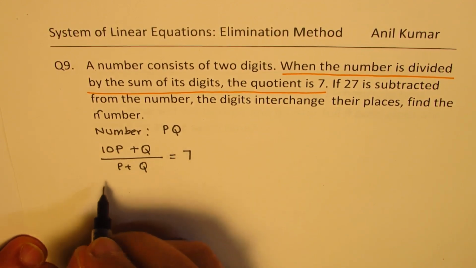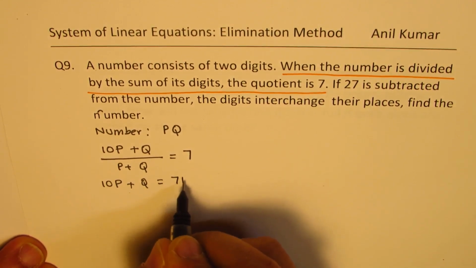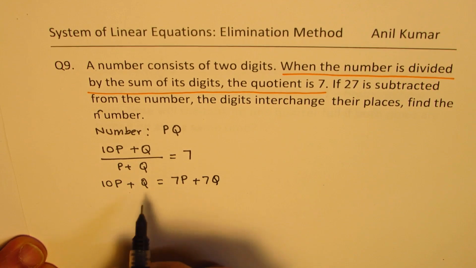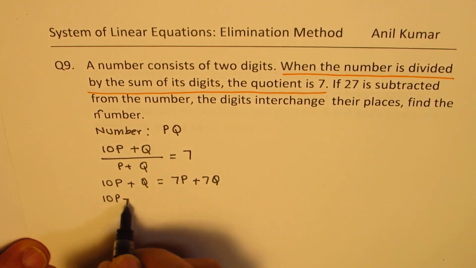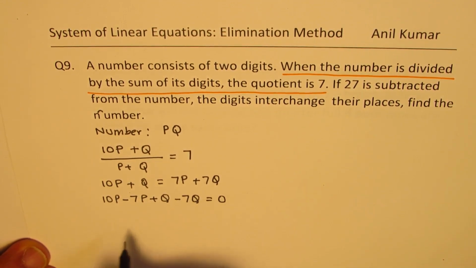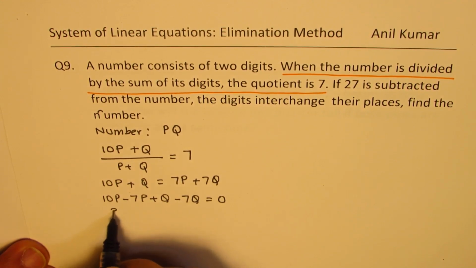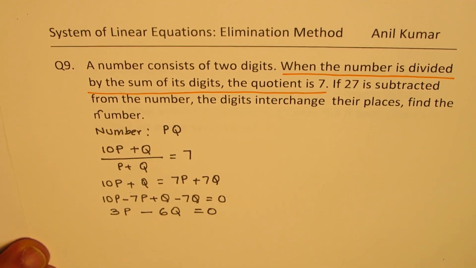Now, we can cross multiply. So we get 10P plus Q equals 7P plus 7Q. Bring them together. So left side, 10P minus 7P, and we have plus Q minus 7Q equals 0. So we have 10 minus 7 is 3P, and Q is minus 6Q equals 0. Okay.